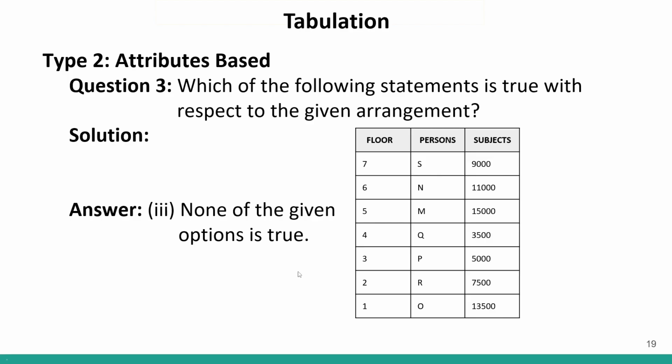Okay. So these were the questions on type 2 attribute based. Please, whenever you solve questions on tabulation, take your time, draw all the possibilities, eliminate as many possibilities as you can based on the data, and then arrive at the final data. So this was a relatively easier question because this had only 3 variables. Sometimes you can get up to 4 variables, 5 variables. If you have only 2 variables, let's say floor and person, it's a very easy question. But addition of variables makes the question a little tough.